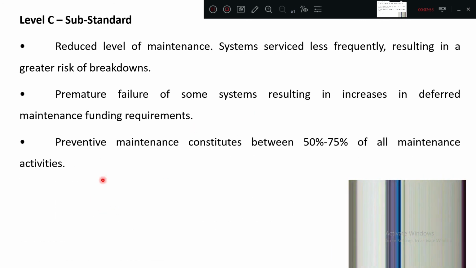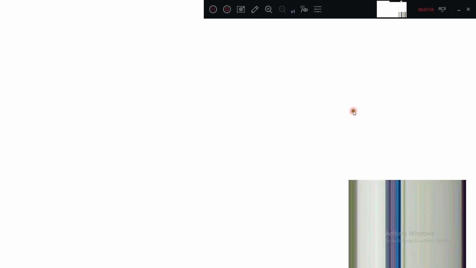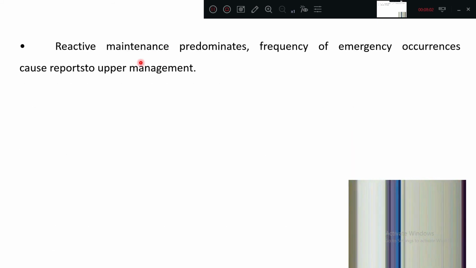Preventive maintenance, here it is constituting how much? 50 to 75%. Preventive maintenance share is 50 to 75%. Here preventive maintenance is not going to dominate; reactive maintenance will. So reactive maintenance predominates, with frequent emergency occurrences and causes reports to the upper management. Always there will be a management decision whether to go for repair or not to go.